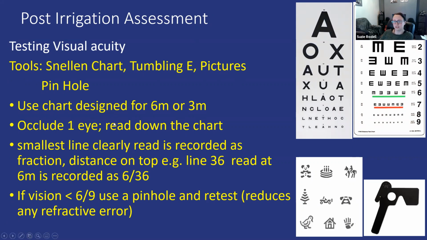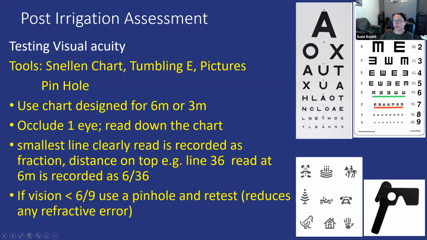The Snellen chart is typically designed for 6 meters, though we don't have 6 meters in our assessing areas. We typically use them at 3 meters, and you would stand the patient at 3 meters, get them to occlude one eye and read down the Snellen chart from top to bottom. You've all done that in an eye test, I'm pretty sure.